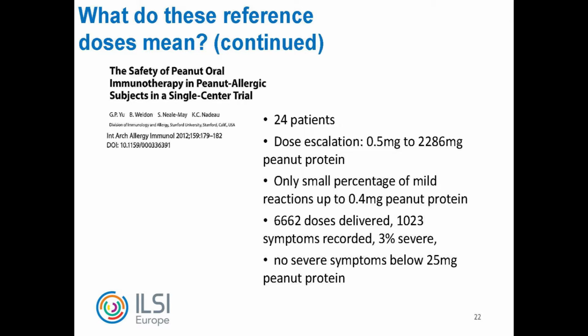Another study, a different sort this time, from a peanut oral immunotherapy study. All I want you to note from this, with standard dose escalation from 0.5 milligrams to just over 2 grams of peanut protein, is that the authors observed only a small percentage of mild reactions up to 0.4 milligrams of peanut protein. Remember, 0.4 milligrams of peanut protein is already twice the VITAL 2 reference dose.